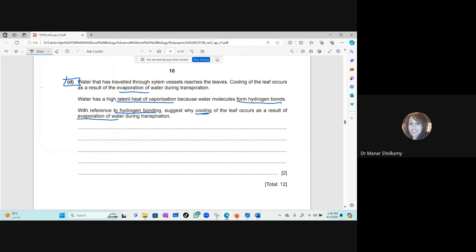Also biological molecules. You will define what is the latent heat of vaporization. I want to teach you how to write a neat answer. The latent heat of vaporization, you will define it. This is the heat or the energy needed to break the hydrogen bonds and convert water from liquid to gas so that it can evaporate and cool down the plant.